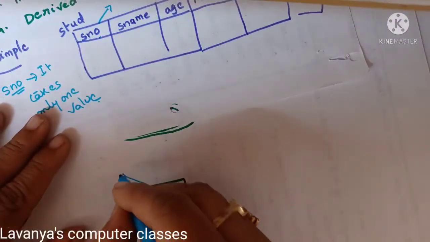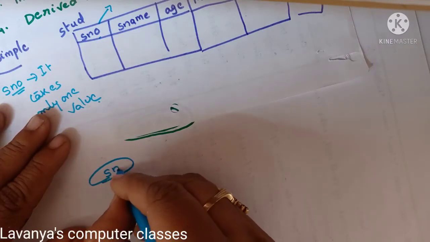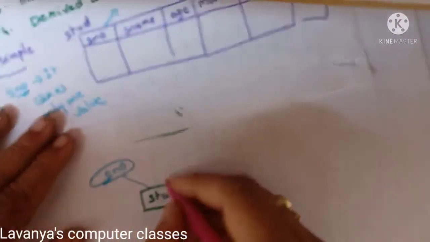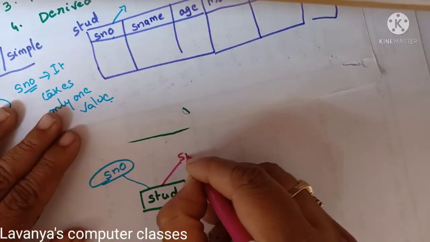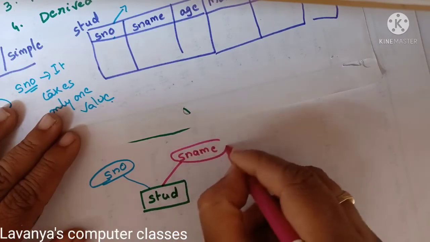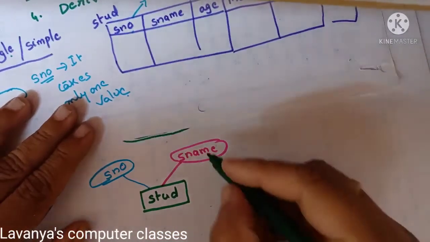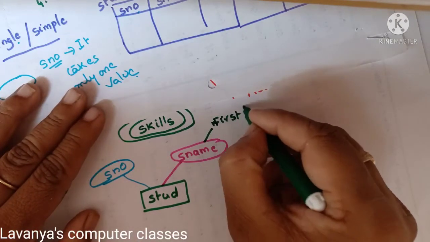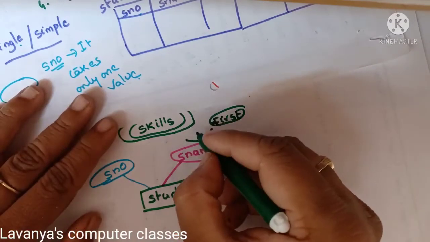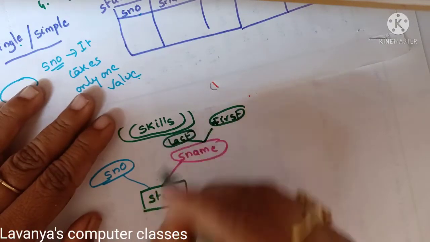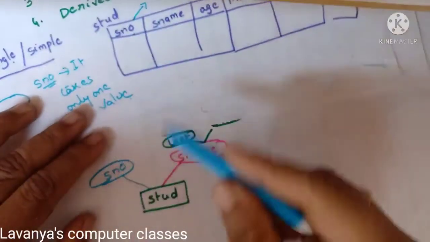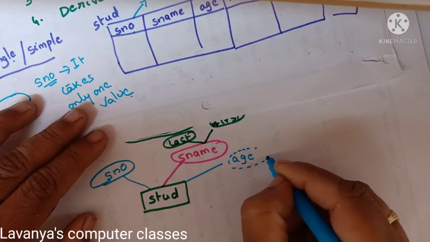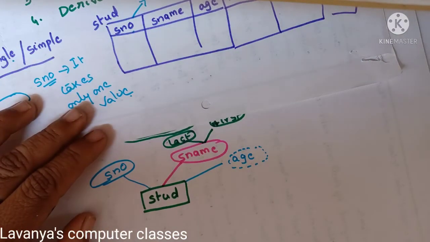In this, the first field, serial number, is a single-valued attribute. Single-valued attribute means one simple ellipse is enough. Next one is S name. S name is a composite attribute because it takes more values. Composite attribute means first it is an attribute, and then the parts of that S name: first name, middle name, last name. All of those are kept under that S name. So this is a composite attribute. Next, age. Age is a derived attribute. The derived attribute symbol is a dotted ellipse.